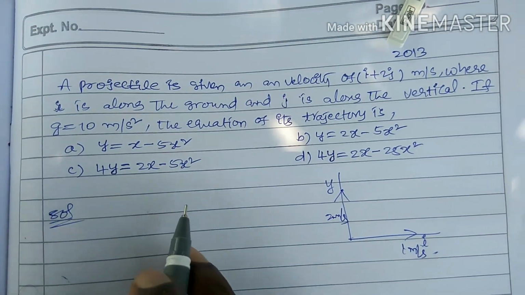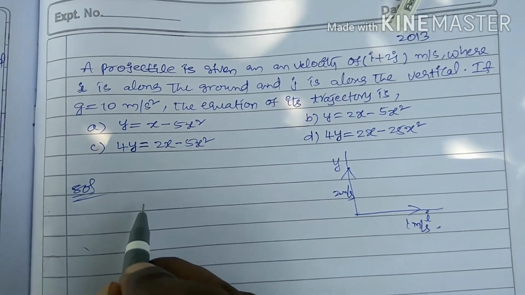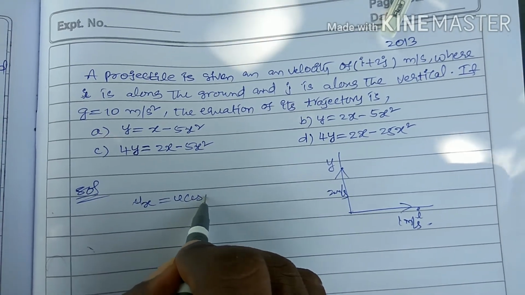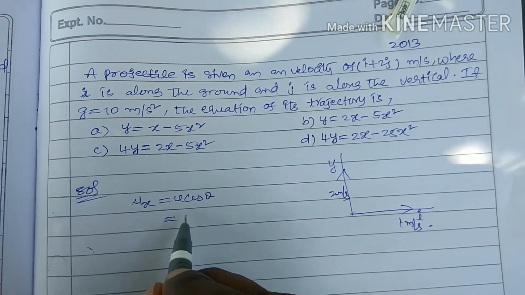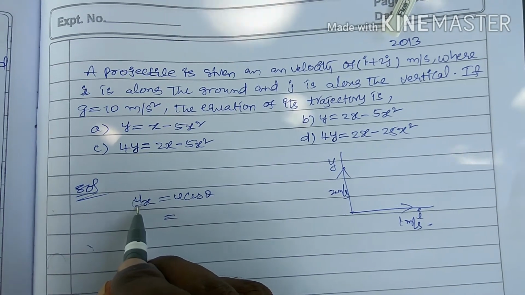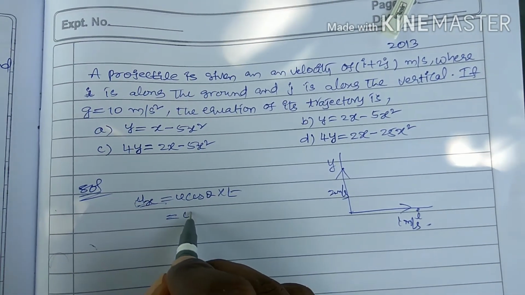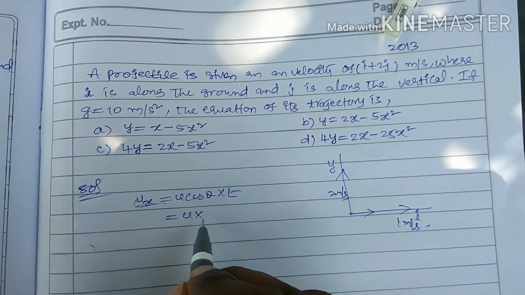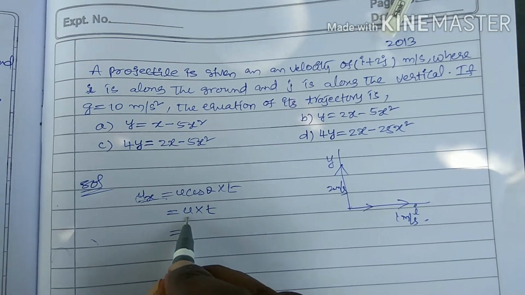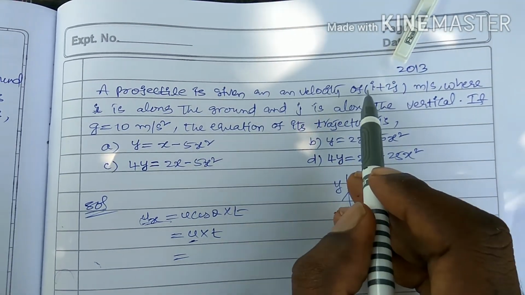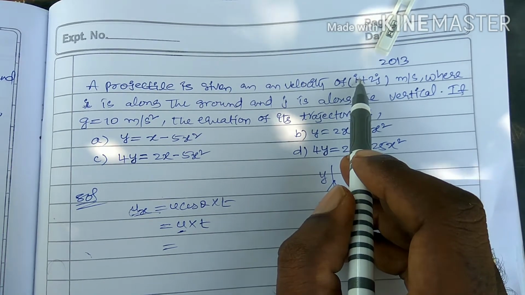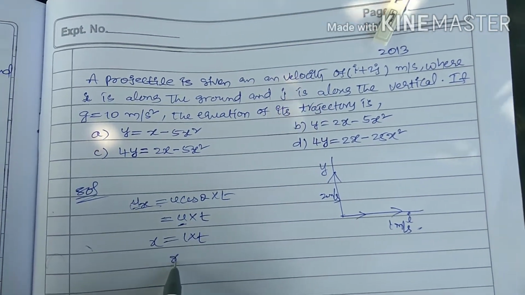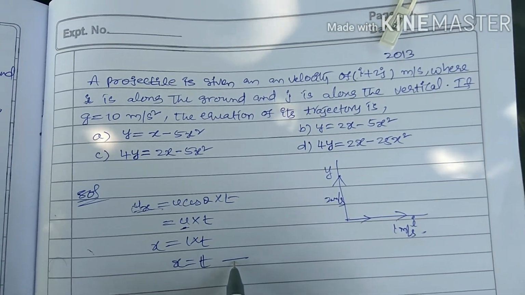Just take the displacement along the x direction. ux is equal to u cos theta. Simply you can write displacement is equal to velocity into time. So u into cos theta; along the ground, theta is equal to 0, cos 0 is equal to 1, u into t. Here u is 1 meter per second along the ground, so that is 1 into t, whereas x is equal to t. So this is equation 1.